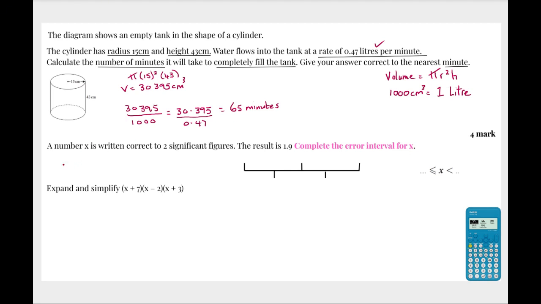Next one, this is an easy one. A number x is written correct to 2 significant figures. The result is 1.9. Complete the error interval for x. So we know 1.9 is going to go in our middle. So we're going to go down, so this is 1.8, and this will be 2. So we know our intervals here, but this is going to be 1.85 and this is going to be 1.95.